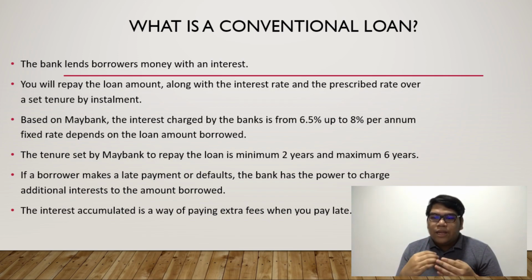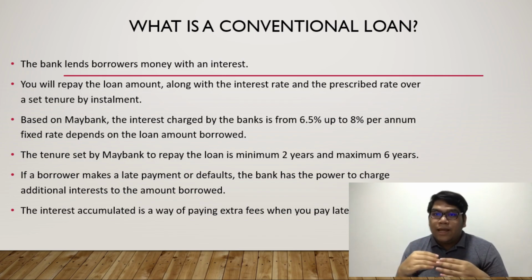The specified rate is based on a margin above the bank's base lending rate. If a borrower makes a late payment or defaults, the bank has the power to charge additional interest on the amount borrowed. The interest accumulated is a way of paying extra fees when you pay late. The interest payable may also be capitalized, which means an interest charge is added to the total amount of interest owed since the last payment of the balance.